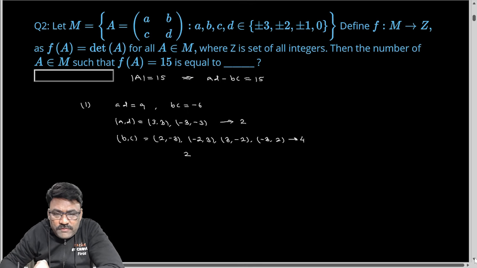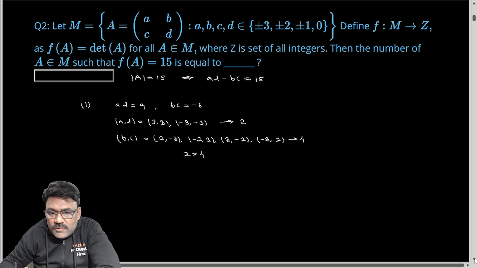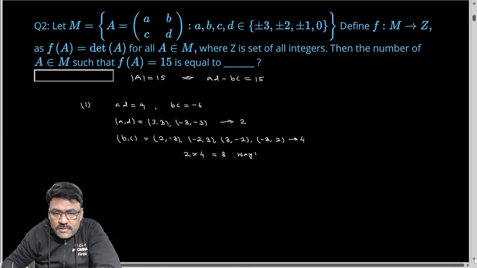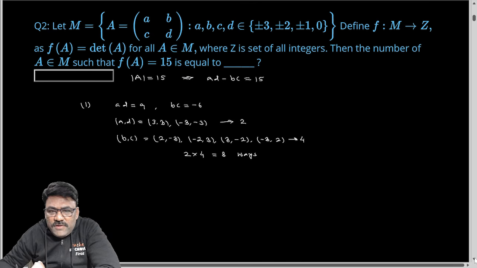The total number of ways here is 2 into 4. For AD we have 2 options, for BC we have 4 options. So hence AD minus BC can be 15 in 8 ways. So there are 8 matrices for which AD minus BC is 15 in this case.